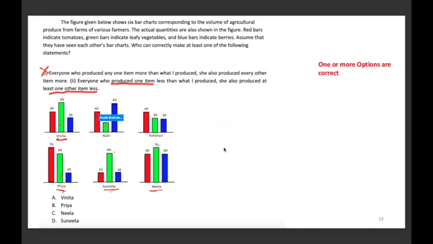These two are equal and this is more, so Vinita cannot make the second claim. We also established first that none of the four can make the first claim. In the second claim, we found Vinita cannot, because by the first comparison of Vinita and Neela we can say it is not possible, since only leafy vegetables is less and tomatoes are equal, so that's not possible. Next we'll move to Priya. Can Priya make the claim?